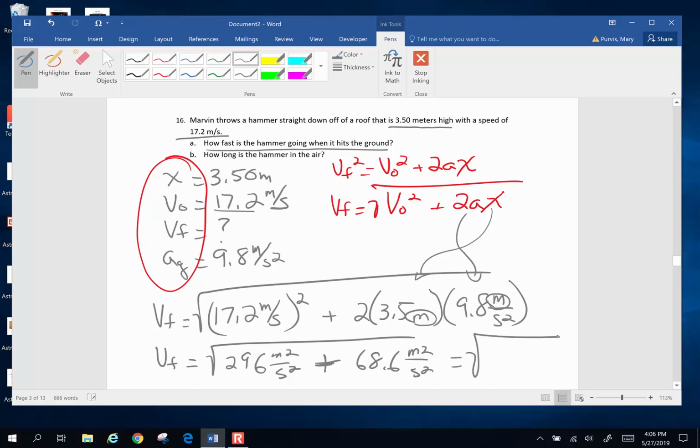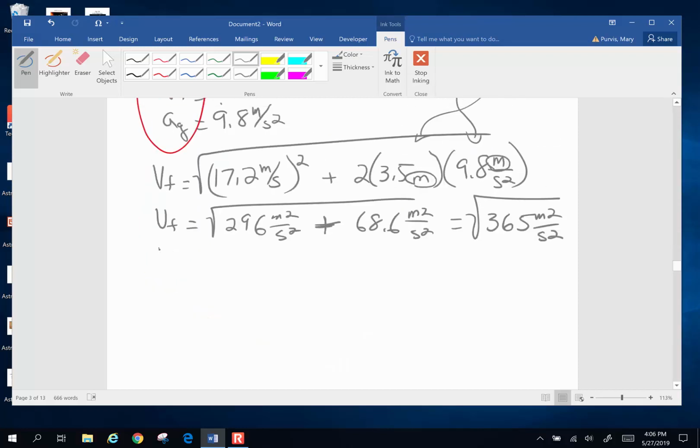So we're going to look at the square root of those two, which are 365 meters squared per second squared. So if I take the square root of that, I end up with a final velocity of 19.1 meters per second. And that is the end of part A.